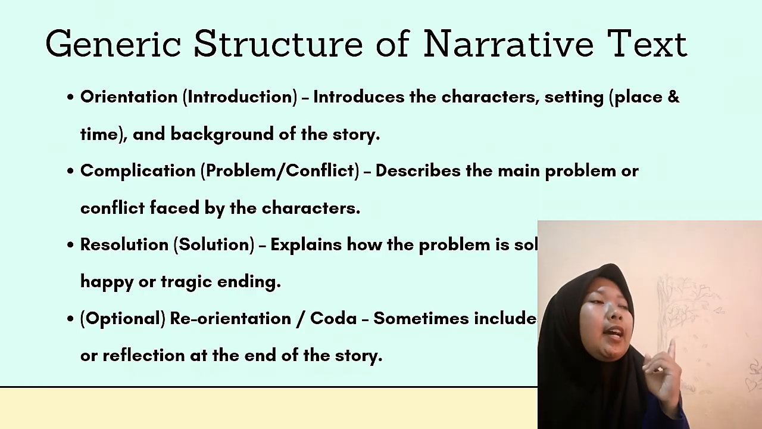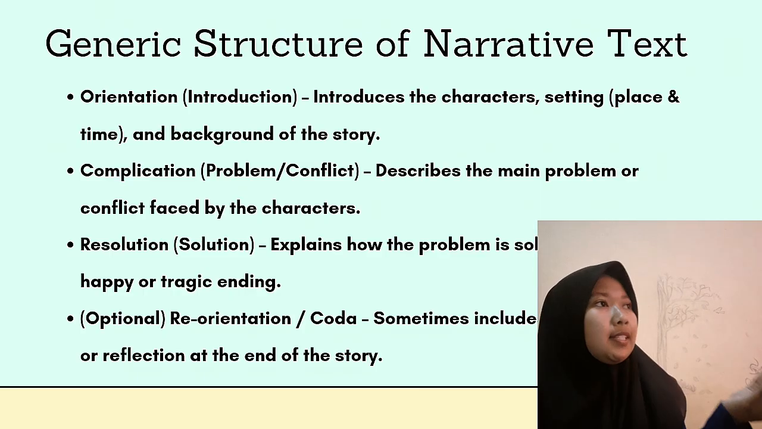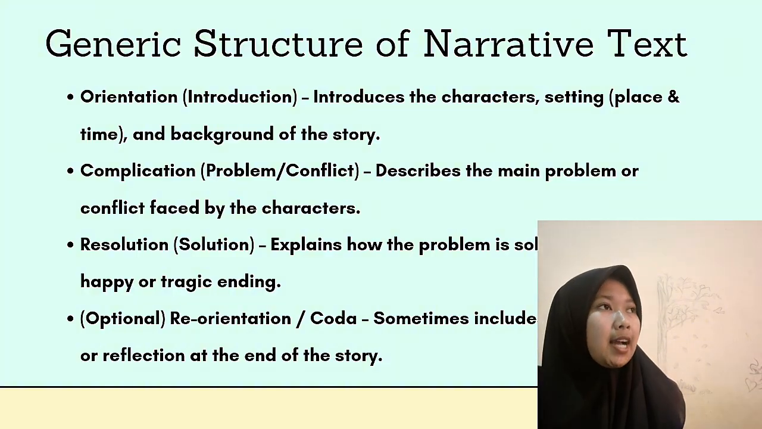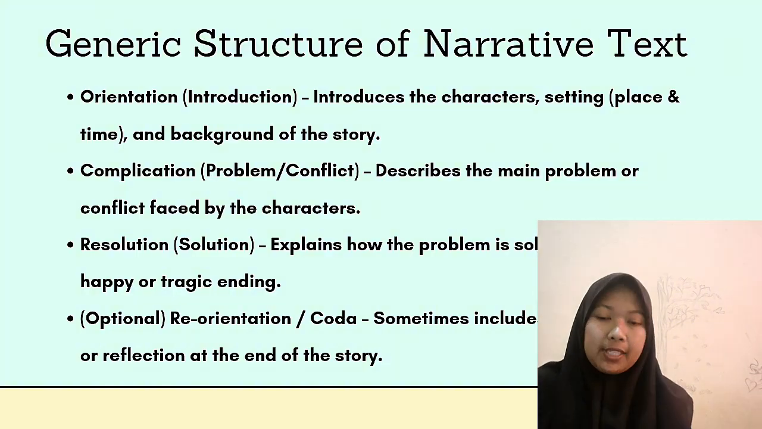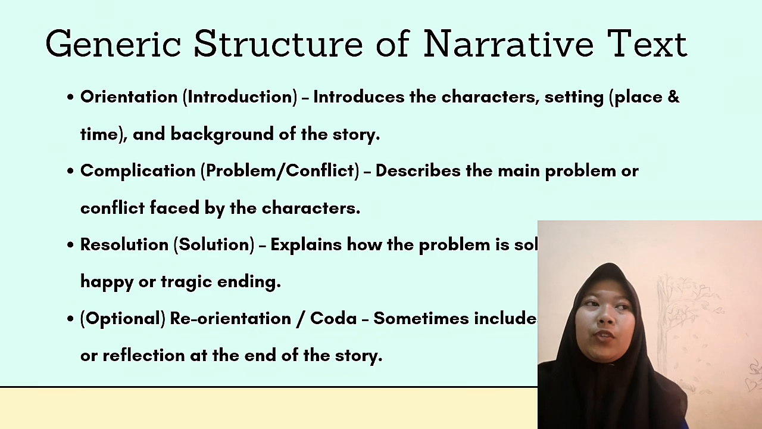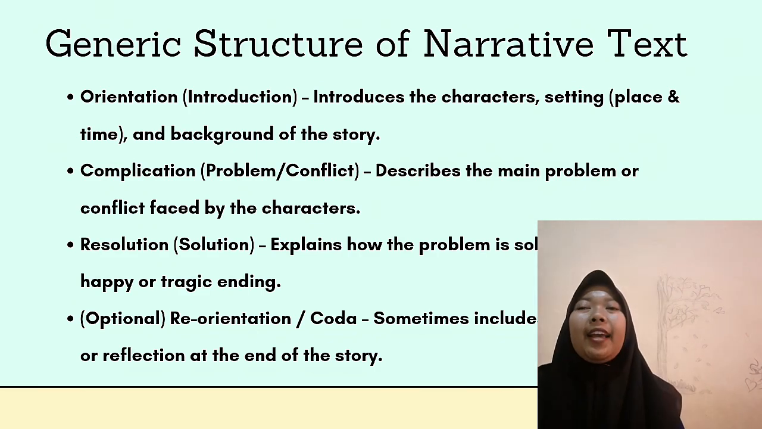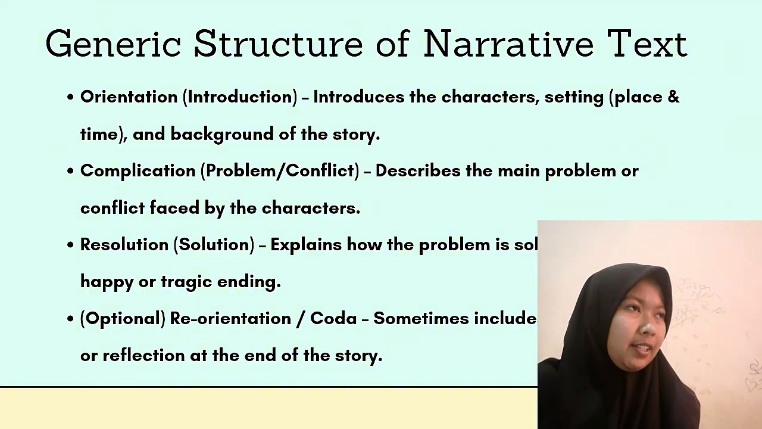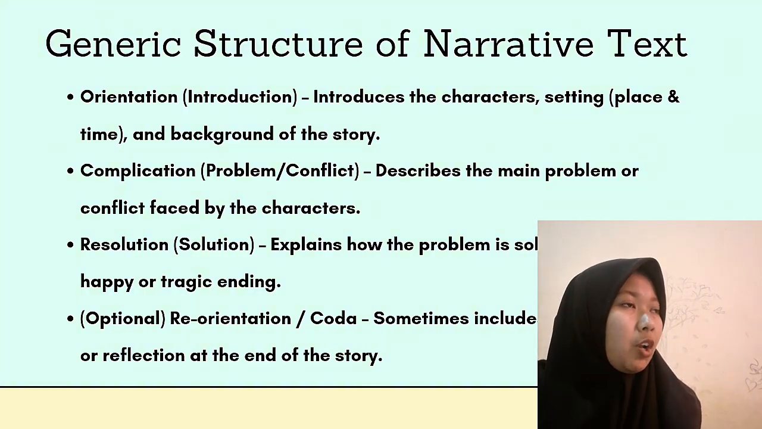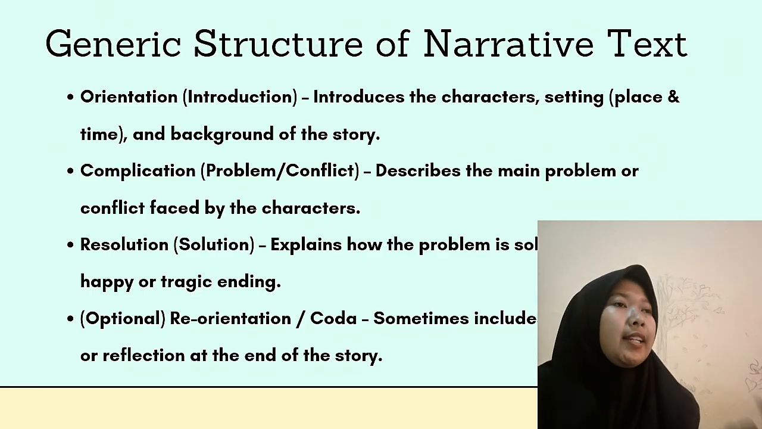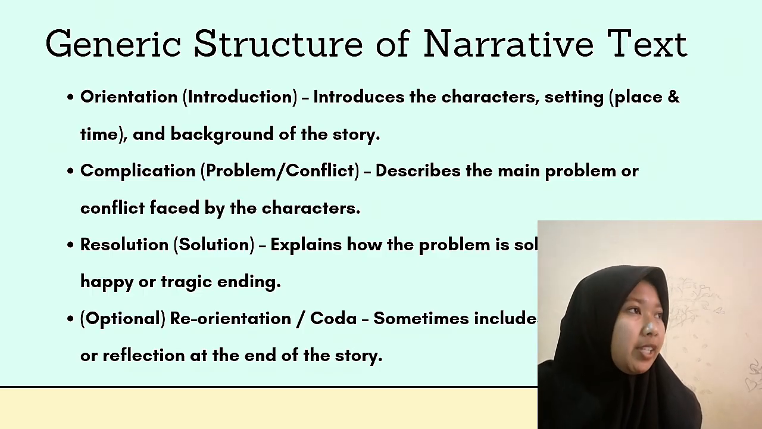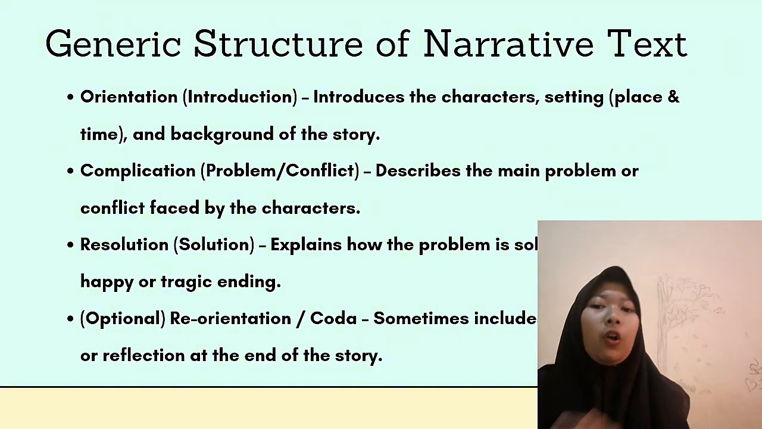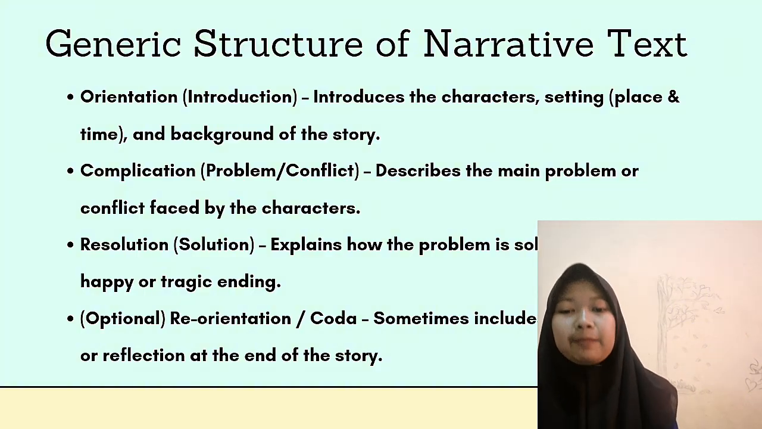Who can repeat again what is the generic structure in narrative text? Okay, please, Witri. Okay, the first one is orientation or introduction. The second one is complication. The third one is resolution, and the last one is reorientation or coda. Okay, that's right. Good job, Witri.